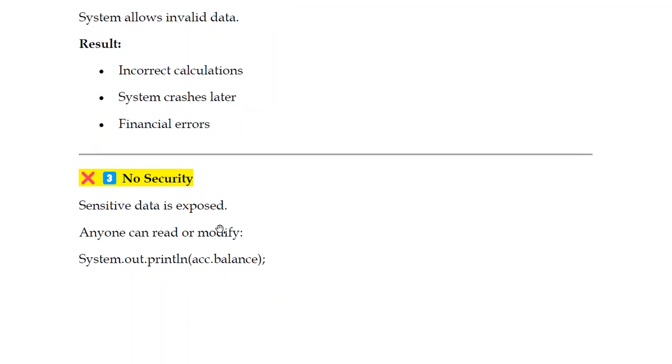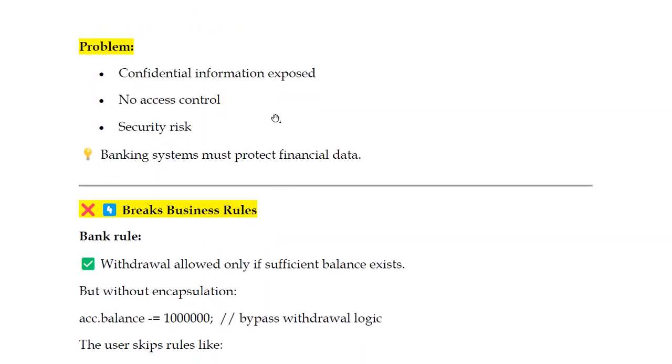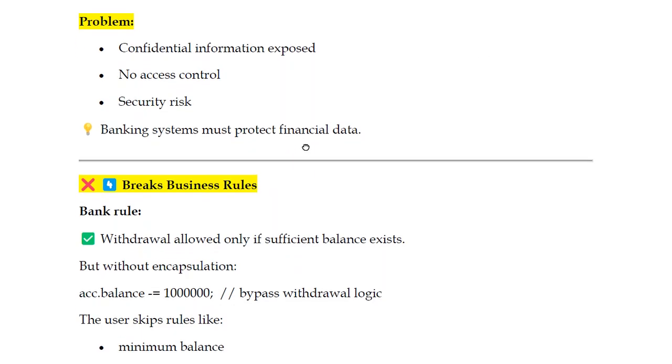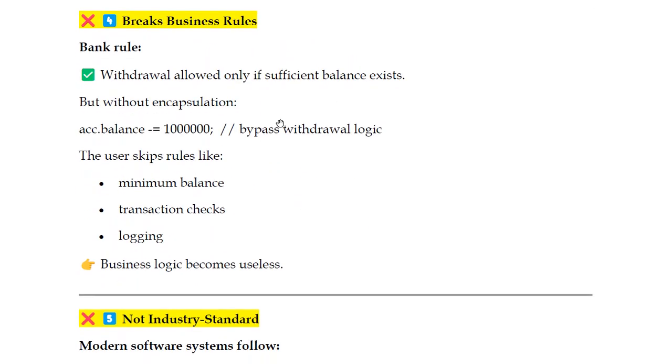Next, no security, because sensitive data is exposed. Anyone can read or modify it. For example, balance is secure data. If unauthorized persons come, they can directly modify it. That should not be allowed. Confidential information is exposed to everyone. There is no access control. Only certain persons should access it. Since there is no access control, there is a security risk. We can't give any guarantee. No one should hack the data. Banking systems must protect financial data. It plays a vital role.